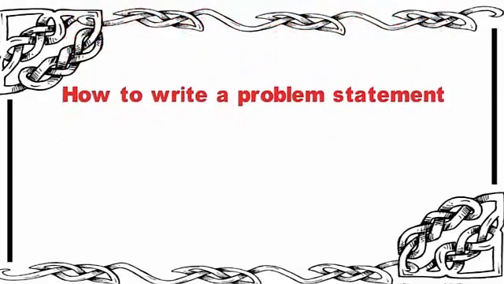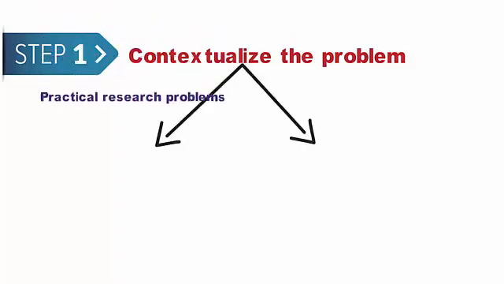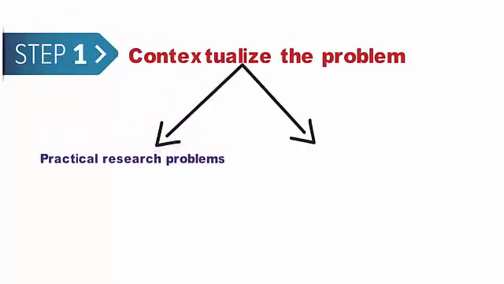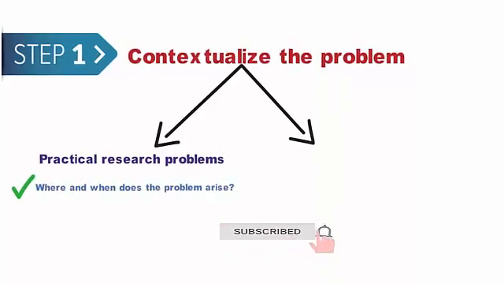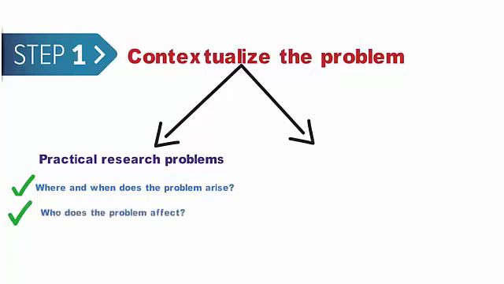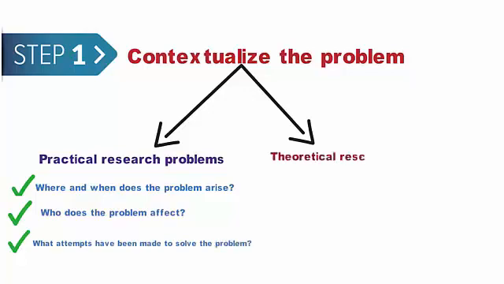Now going to our main topic, how to write a problem statement. Step 1. Contextualize the problem. The problem statement should frame your research problem in its particular context and give some background on what is already known about it. Practical research problems. For practical research, focus on the concrete details of the situation. Where and when does the problem arise? Who does the problem affect? What attempts have been made to solve the problem?